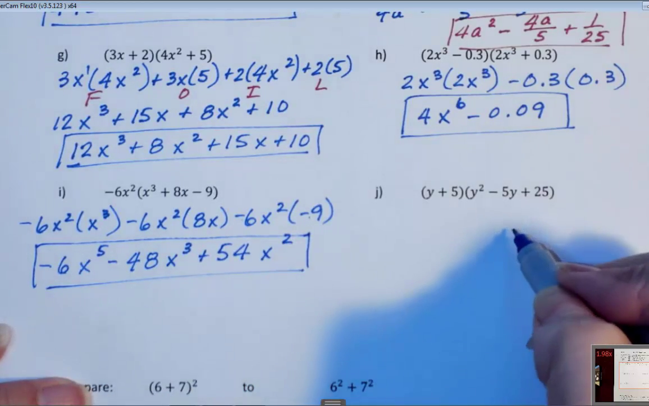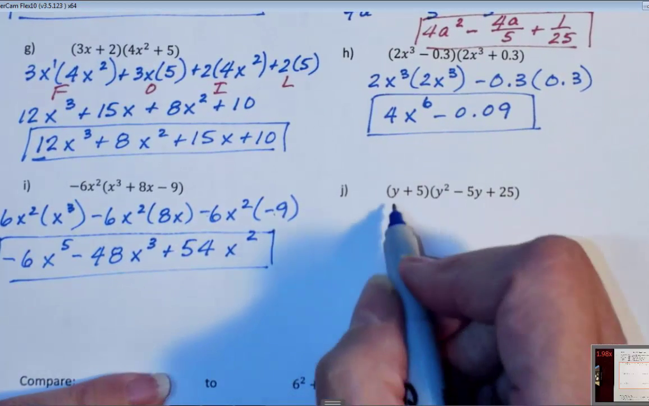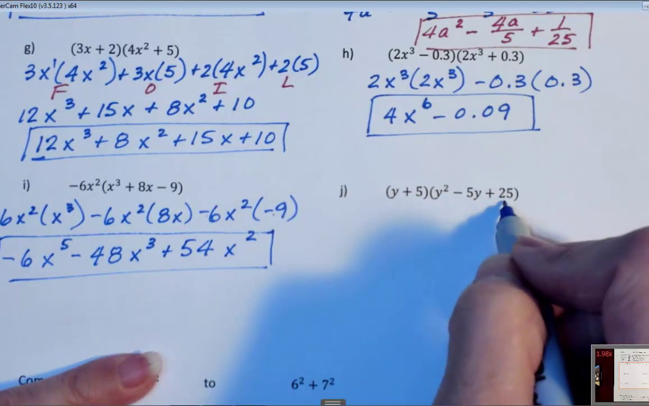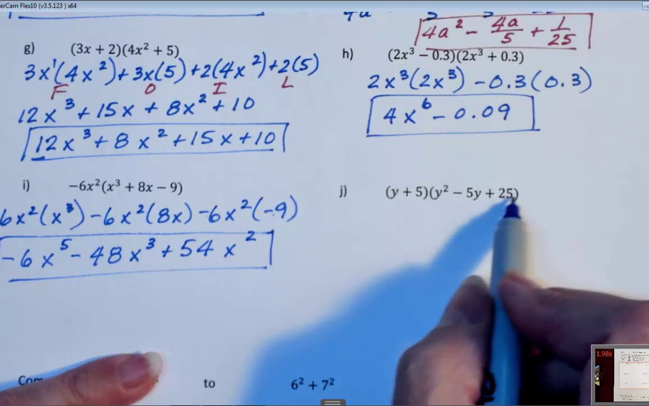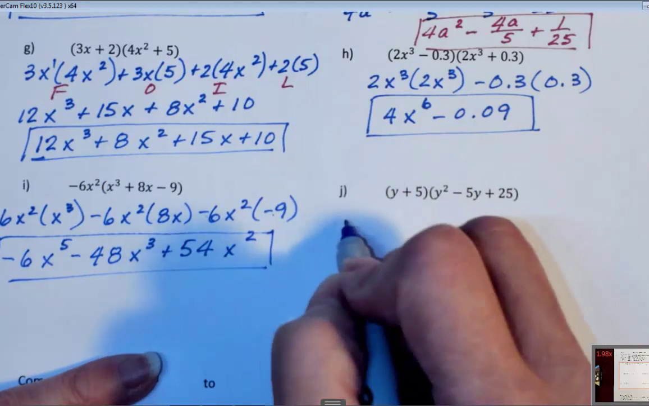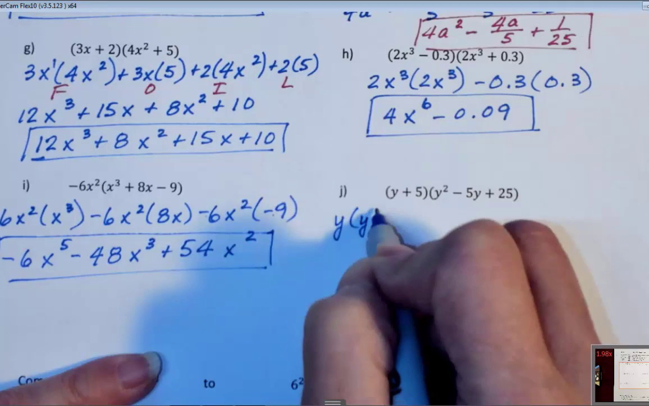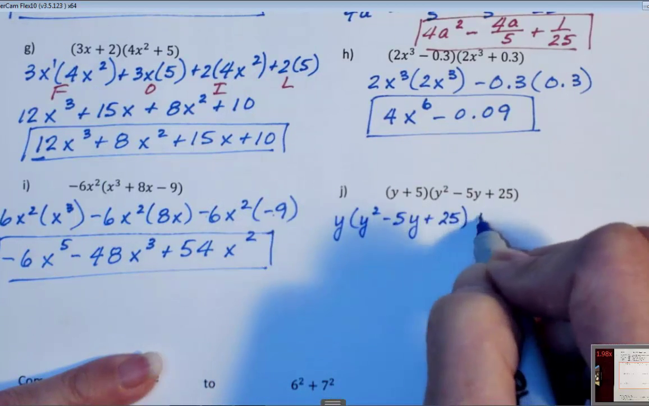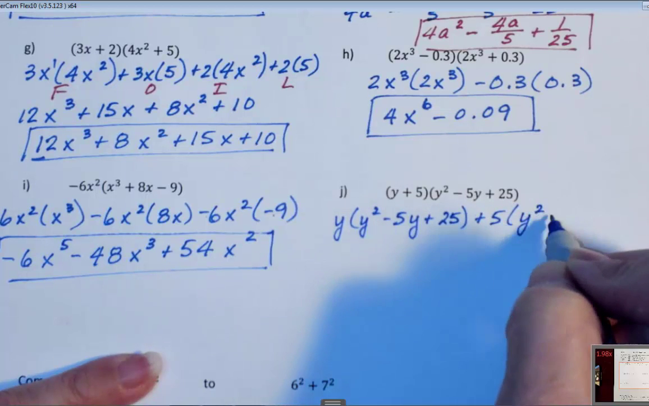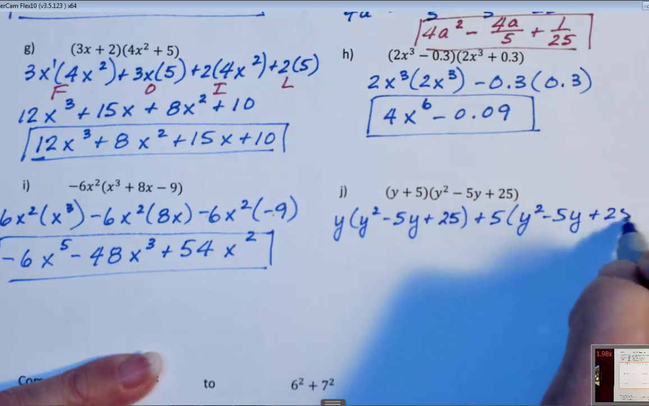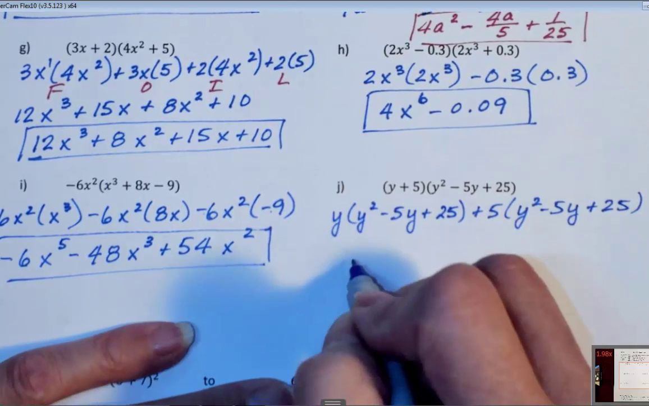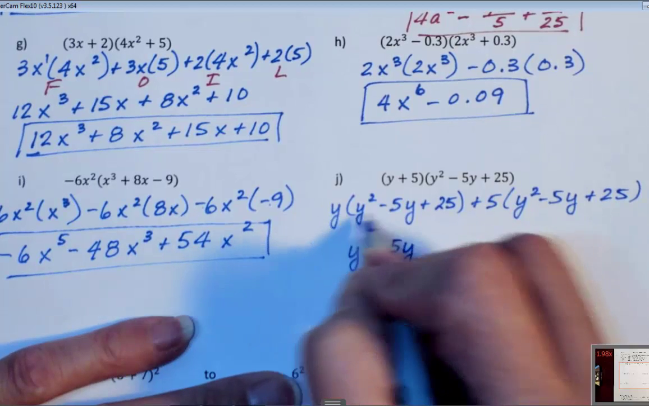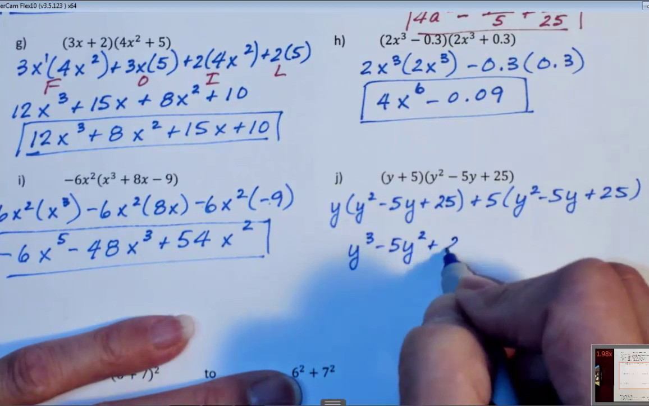And then on this one over here, again, you make sure that you multiply each term in the first polynomial by each term in the second. We can't use FOIL on this because we don't have a binomial here. So you need to take y and multiply times each one of your terms in that second polynomial. And then you're going to need to take 5 and multiply times each term in that second polynomial. Multiplying out, y to the third minus 5y, y times y is squared, plus 25.